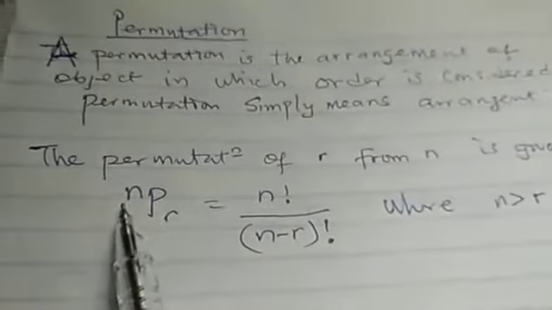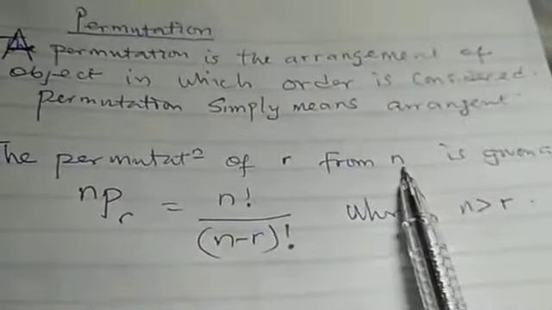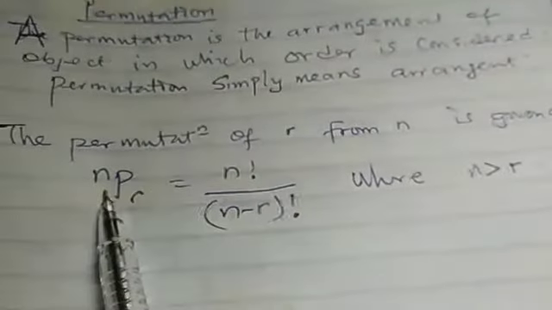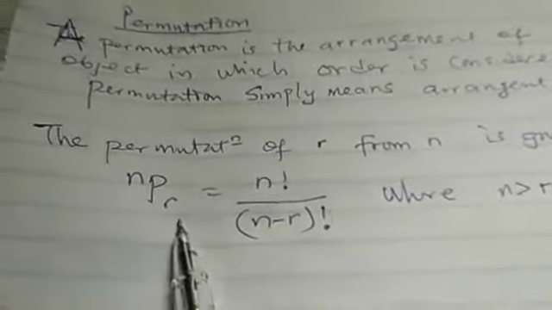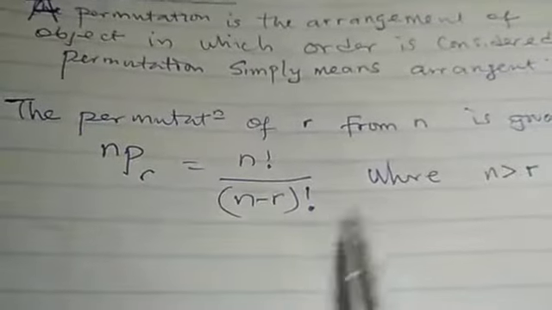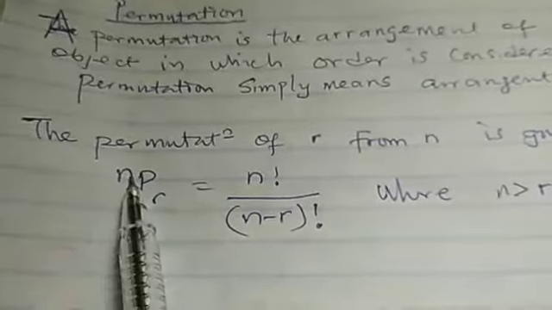Mathematically, we represent permutation like this: nPr, which means n permutation r. The permutation of r from n is given as nPr equal to n factorial over n minus r factorial. Here we assume that n is greater than r. That is, whatever is here must be greater than whatever is here.